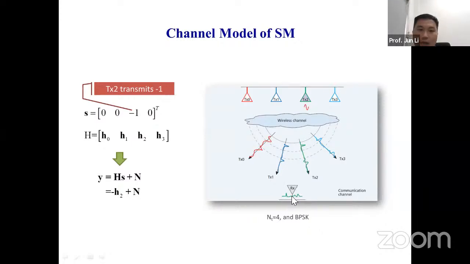So the detection for spatial modulation is very simple. It just considers which channel is used, and only the sign, plus or minus. So compared to MIMO technology, the complexity is largely reduced.